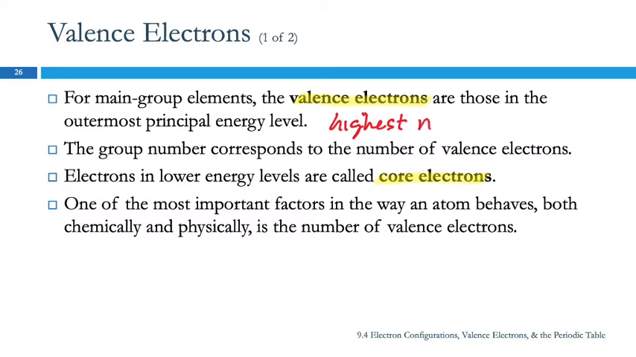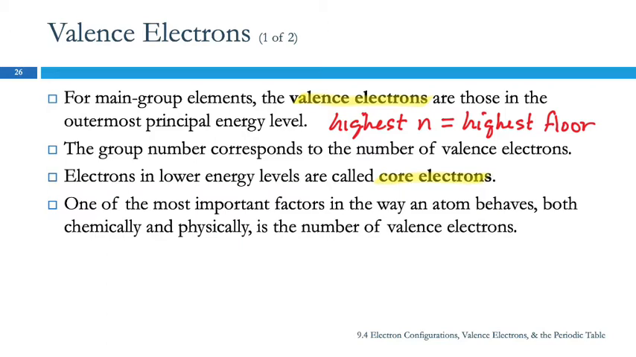The highest N, or in the hotel, the highest floor. So, do you have electrons on the third floor, but not on the fourth floor? The third floor, those are the valence electrons.